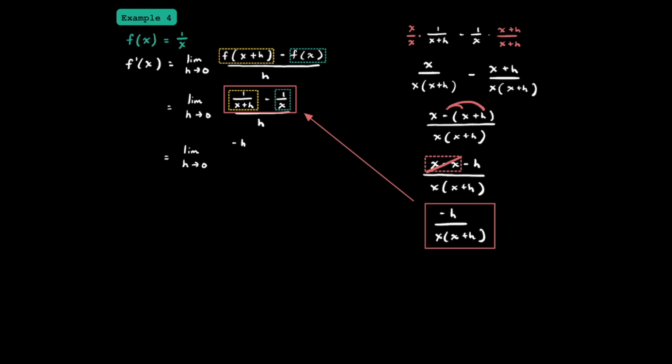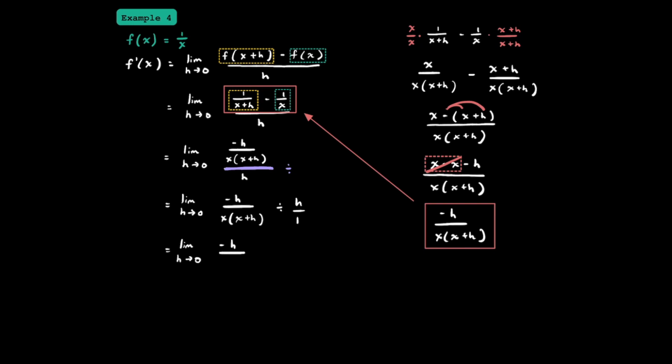Putting our new numerator back in, we're going to have negative h over x times the quantity of x plus h all over h. Since fraction bars just mean division, we're going to take this division bar over here and rewrite it as a division sign. In doing so, we're going to have negative h over x times the quantity of x plus h divided by h.